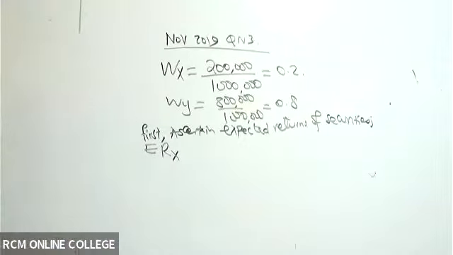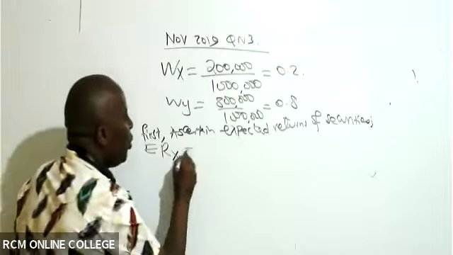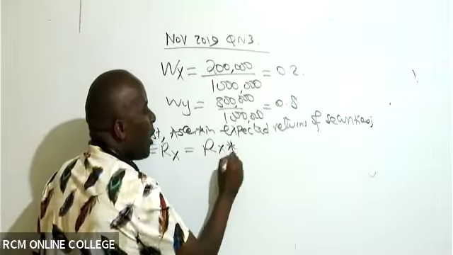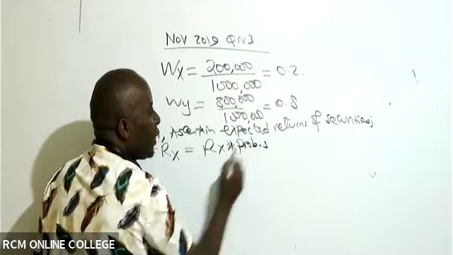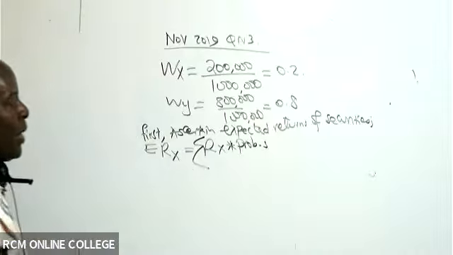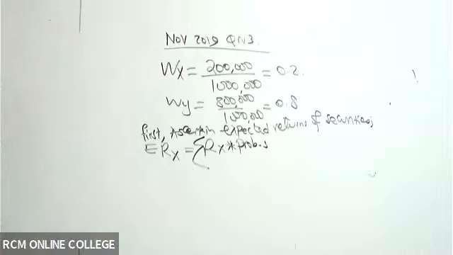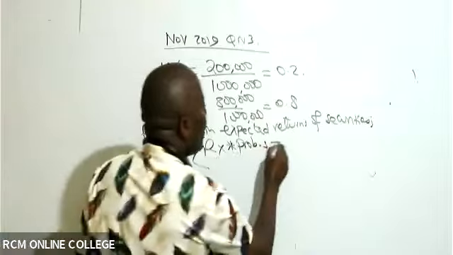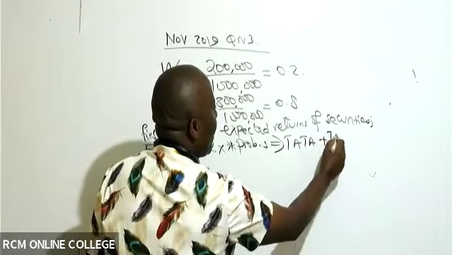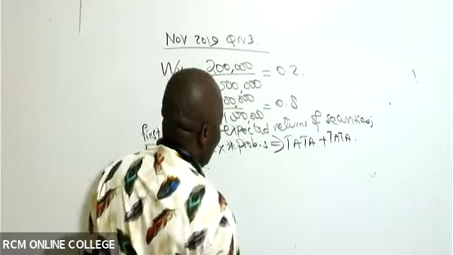How do we get expected returns of X? It's very easy. You take the actual returns of X given, times their corresponding probabilities, and then you sum. So you take the actual returns of X times the corresponding probabilities, and then you sum. This is basically the concept of tata 1 plus tata. What do you mean with this concept of tata?